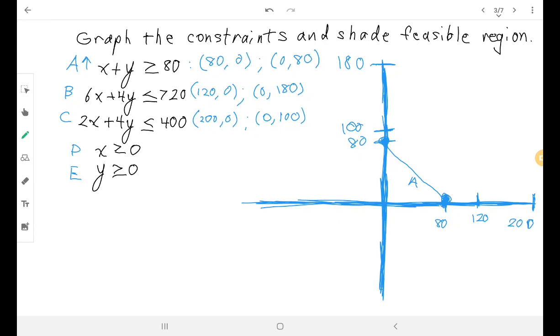For B, we have 120 and 0, and 0 and 180, and again, I can just connect those two. This one looks like it's less than, but it's good to check. This is B, I'll label it in a second. And so we've got 6x plus 4y is less than or equal to 720.